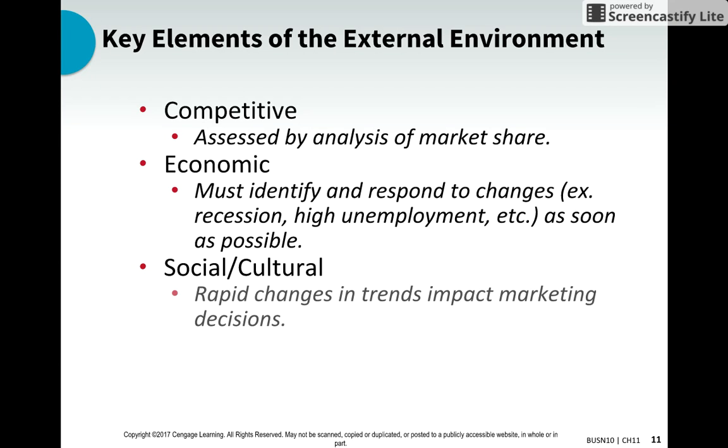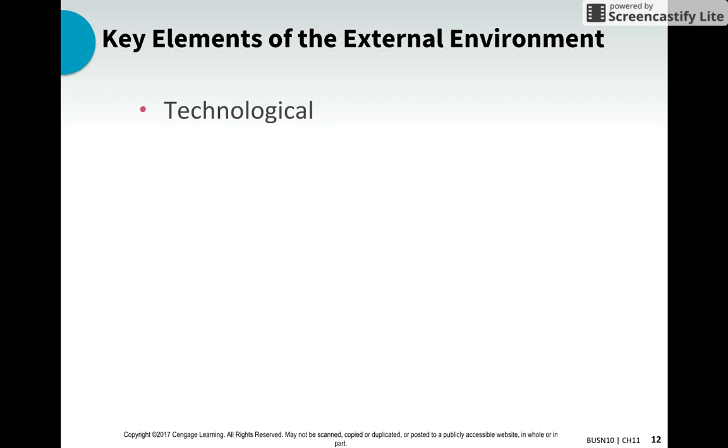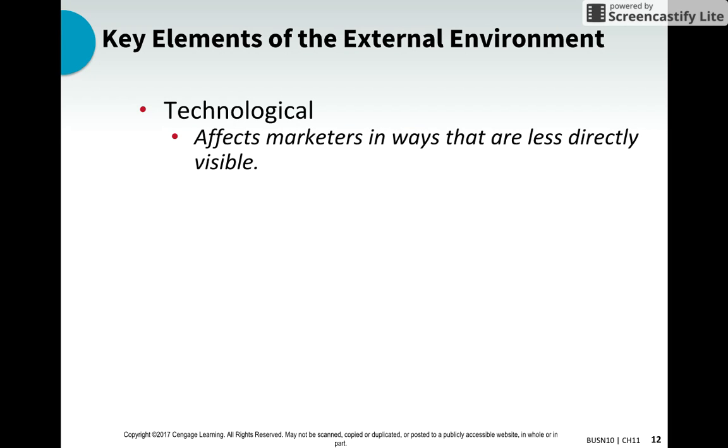There's also social and cultural elements. So those are rapid changes in trends impacting market decisions. So how the culture is moving and shifting. Other elements are technological. So this affects marketers in ways that are less directly visible, but if technology changes, then there can be tweaks that can be made on how marketers market.